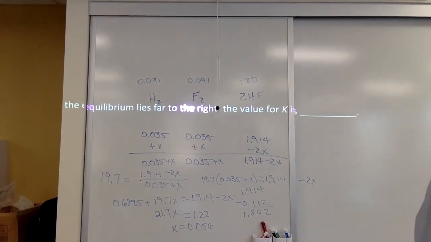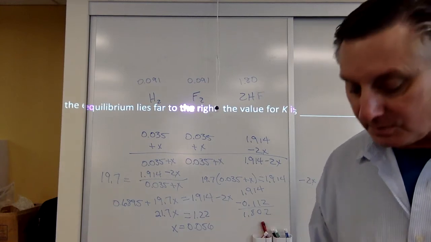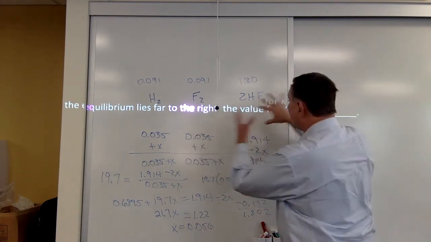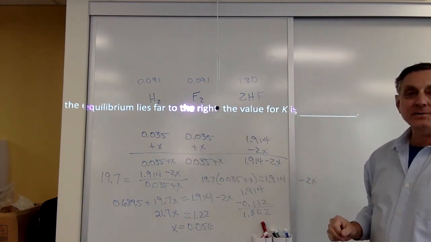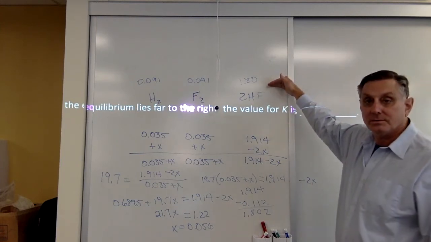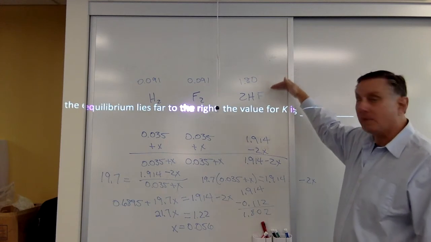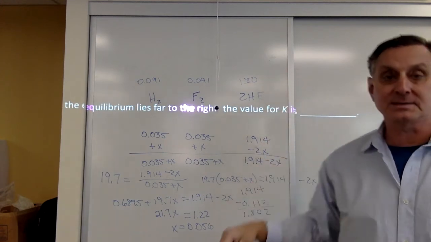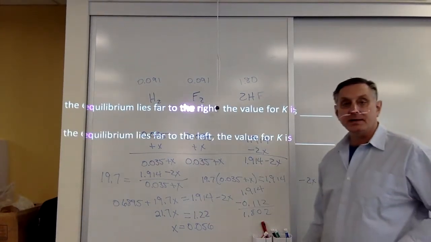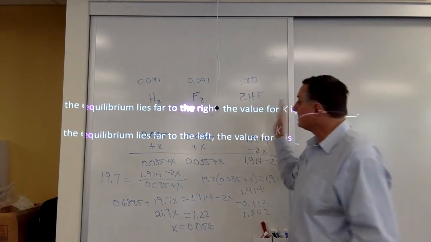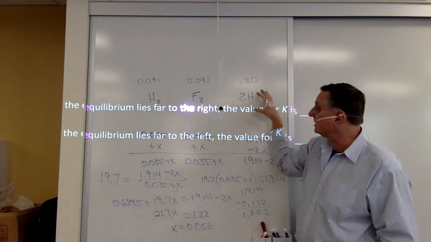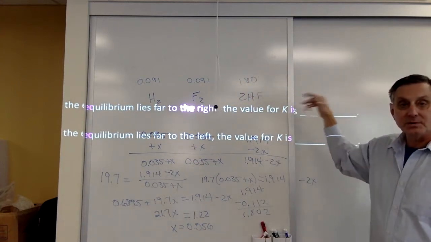At this point, okay, we're done with equilibrium. So if an equilibrium lies far to the right, the value for K is going to be big, quantities of products divided by smaller quantities of reactants. If the equilibrium lies far to the left, the value for K is small. If it's small, that means that our products are small numbers and our reactants are larger numbers. So small over large gives us a small number.